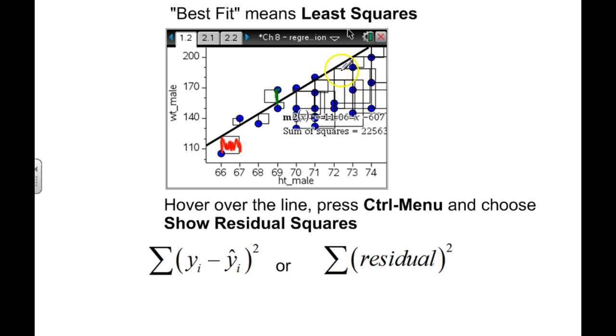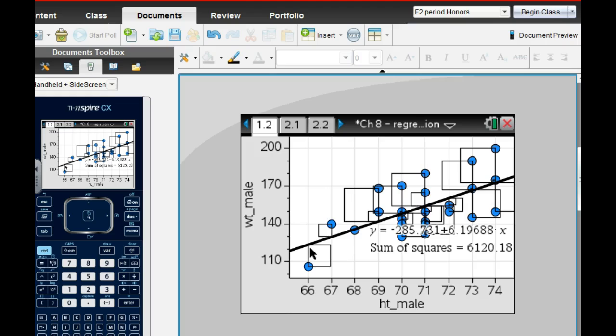I was just playing with my line and moving it around to see if I could get the least. That's not the smallest amount of square area. The calculator did that automatically when it did the regression line. This is the sum. This is the least squares regression line. It's the least squares because 6,120 is the smallest. That's the best line we can draw that has the smallest area for the squares there.